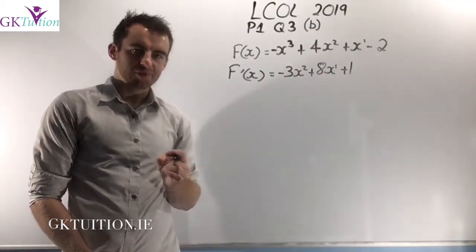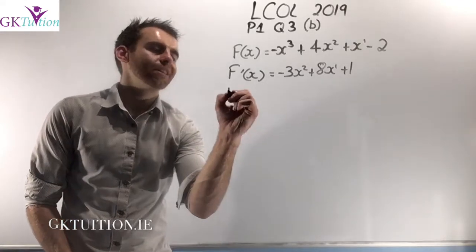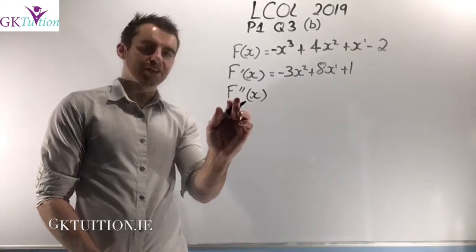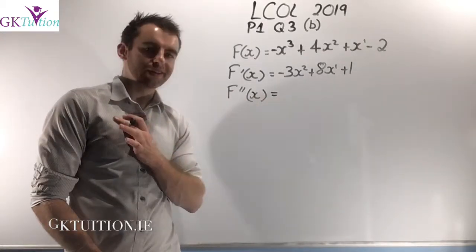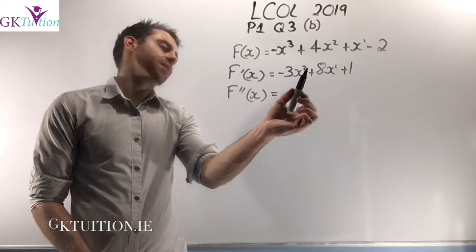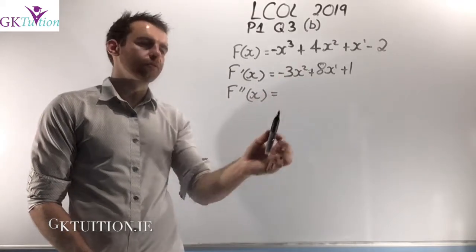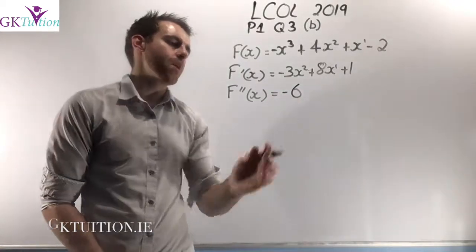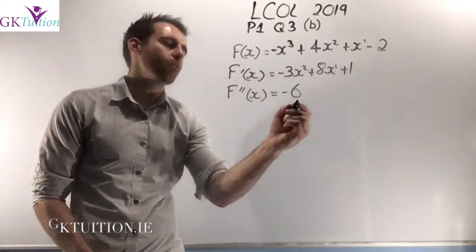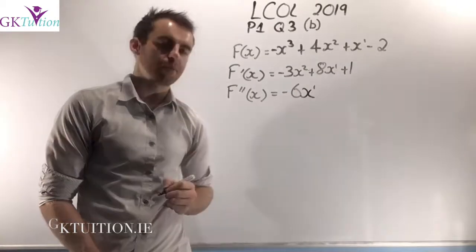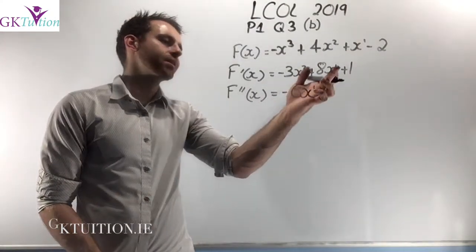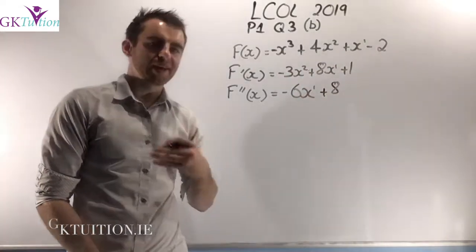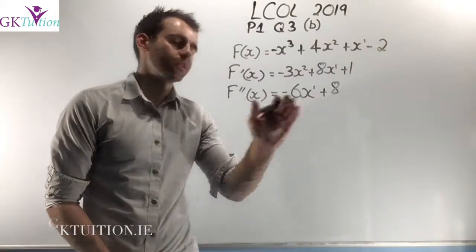But the question asked me to get the second derivative. So I need to differentiate this answer. And this one is called f dash dash x. So I follow the exact same rules. I have an x to the power of 2, which means the 2 comes in front. 2 multiplied by minus 3 gives me minus 6. And the power of x needs to decrease by 1, so clearly it becomes x to the power of 1. And in this case, I have x to the power of 1, so the 1 comes in front, and it's just plus 8, x to the power of 0. Or in other words, it's just plus 8.